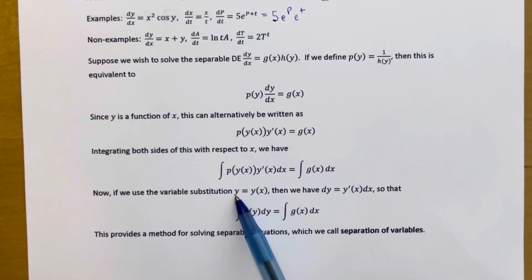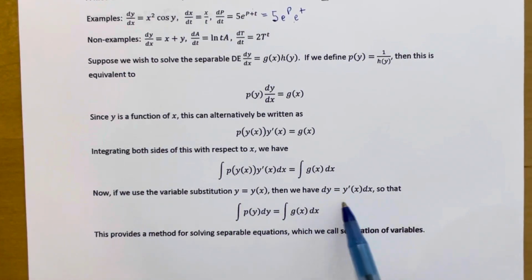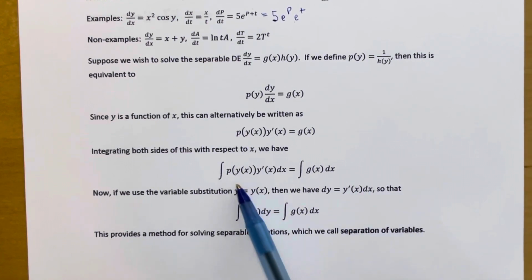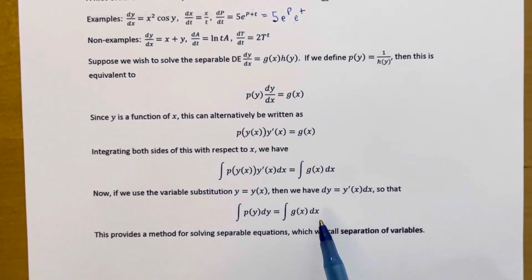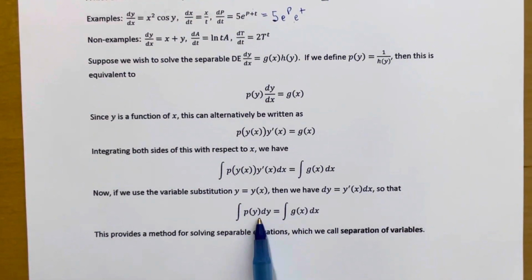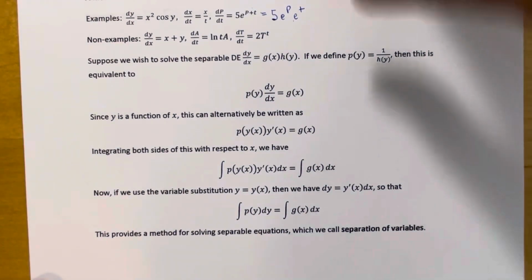If I substitute y for y of x, then dy will equal y prime of x dx, so that this thing simplifies down to p of y dy, and on this side I have g of x dx. Now I'm going to leave this here because if you notice, I have an integral on my left and an integral on my right. This one is a function of y, and I'm integrating it with respect to y. This one is a function of x, and I'm integrating it with respect to x. So what I would do now is evaluate both of these integrals and attempt to solve the result for y, which we're going to show how that works in examples.